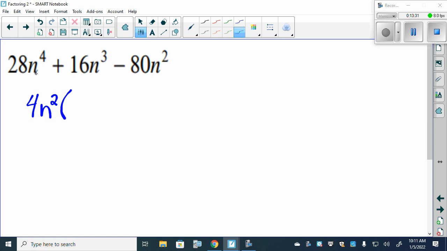And here, when we factor it out, we're dividing it by 4n squared. Well, 28 divided by 4 is 7. And n to the fourth divided by n squared is n squared.